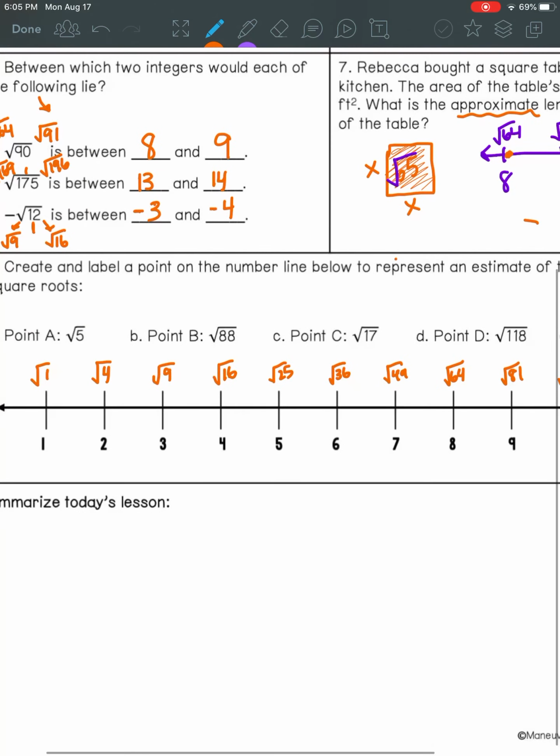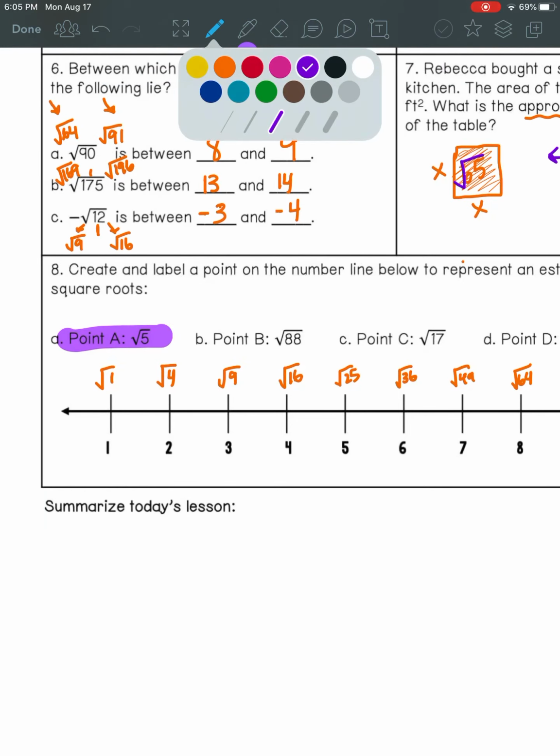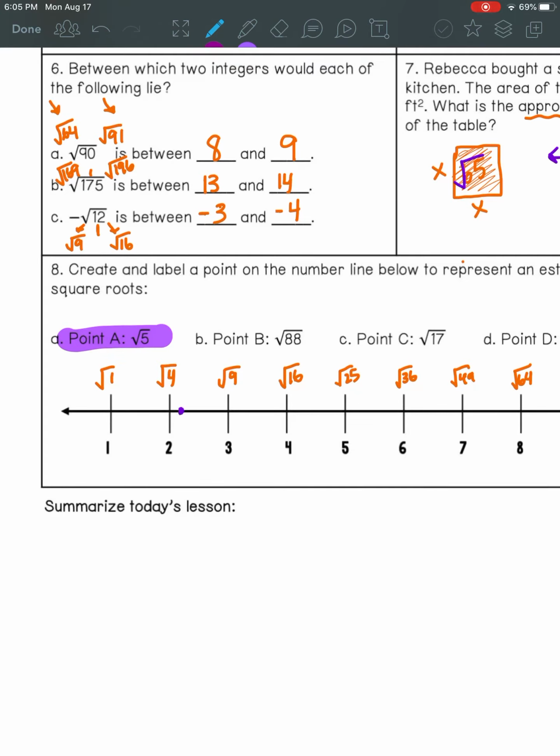So if we wanted to actually plot these points, I'm going to do each one in a different color here. So point A, I'm going to do as purple. Square root of 5, so we know it's got to be about in here. And let's label those points. So that is A. Sorry, that is not a good A. B. Let's see, let's do it in green.